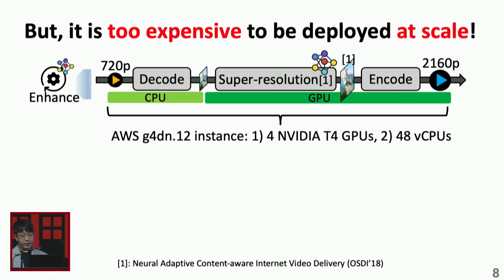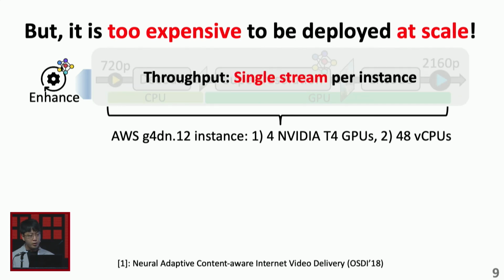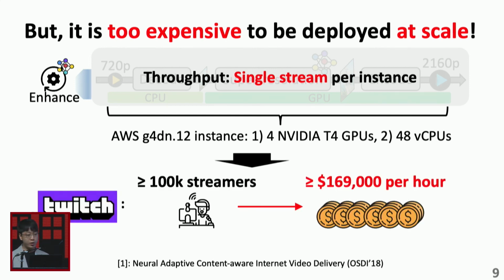Despite its promising benefit, live neural enhancement is too expensive to support commercial-scale live streaming. To clearly demonstrate this, we benchmarked neural enhancement using an AWS instance which has 4 NVIDIA T4 GPUs. Here, a 720p stream is upscaled to a 2160p version, where decoding runs on the CPUs and inference and encoding run on the GPUs. The result shows that a single instance can only process a single stream in real time. So in Twitch, there are more than 100K concurrent live streams, so applying neural enhancement to them costs over $169,000 per hour.